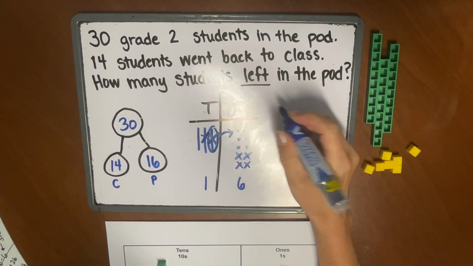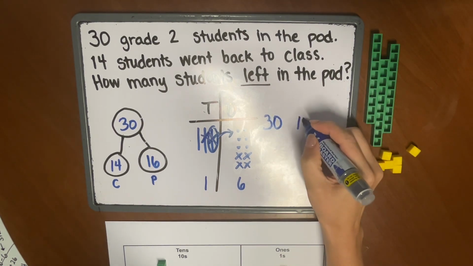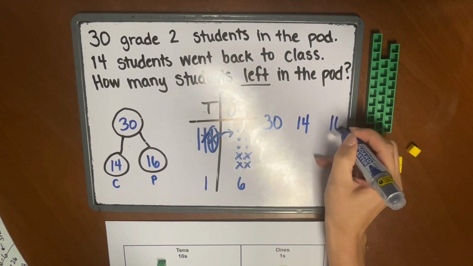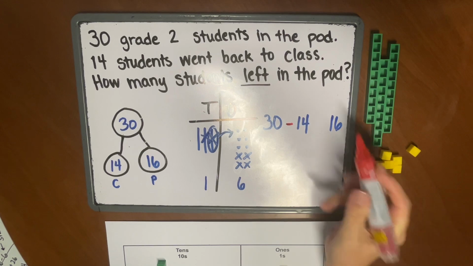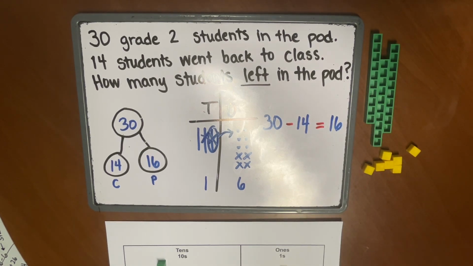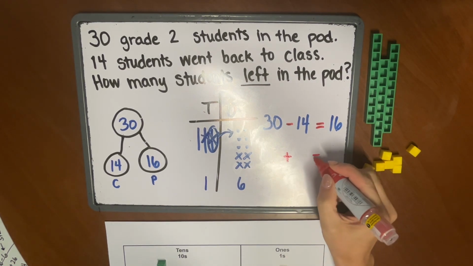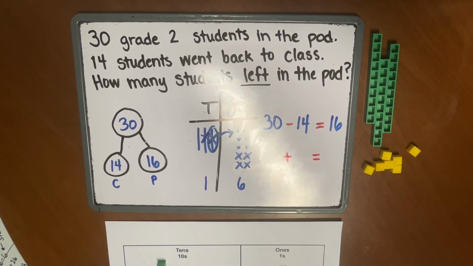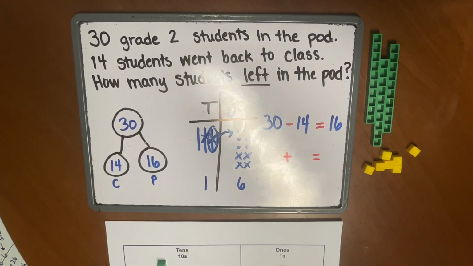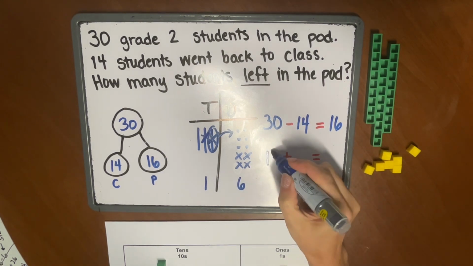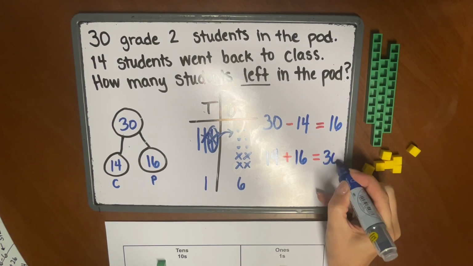Let's write our number sentence. I know I had 30, and then 14 went back to class, and there were 16 left. What symbols should I use? 30 take away 14 is the same as 16. Is there a way I can use an addition or an and symbol in this problem? Well, let's look at our number bond. 14 and 16 together were 30, so I can write it 14 and 16 all together were 30 students.